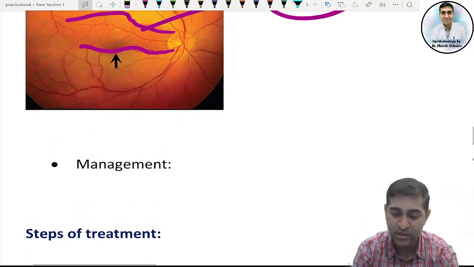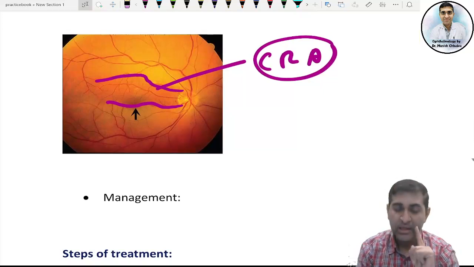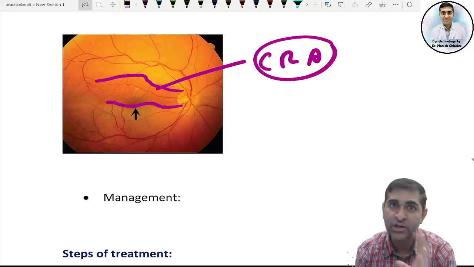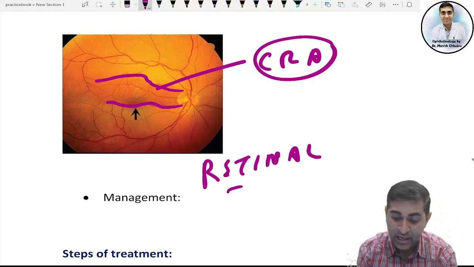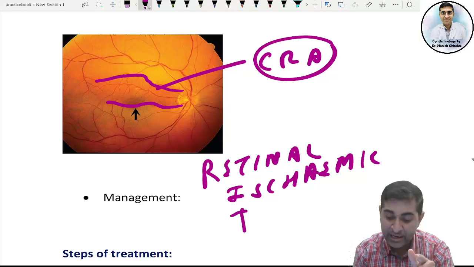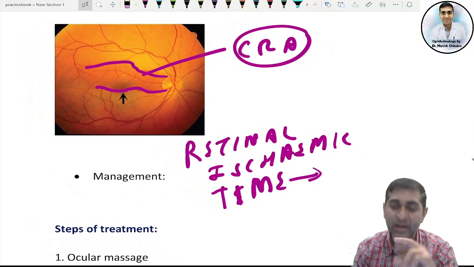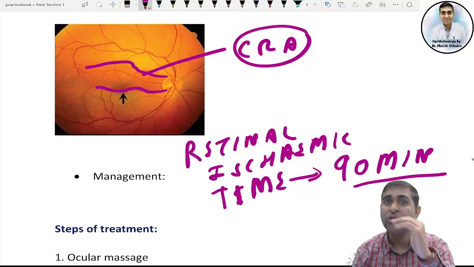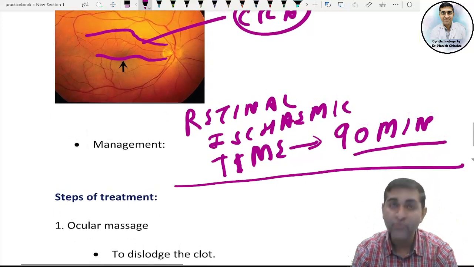Okay, now coming over to the management in this patient. Now the patient has come to me. I am scared. The patient is saying I am not able to see anything. I examined the retina. The retina is pale and milky white. First is, what is retinal ischemic time? Retinal ischemic time is the time for which the retina can bear ischemia. Ischemia means after this time the retinal cells start to die. It is 90 minutes. Now what is the maximum time after which no retina will be viable?